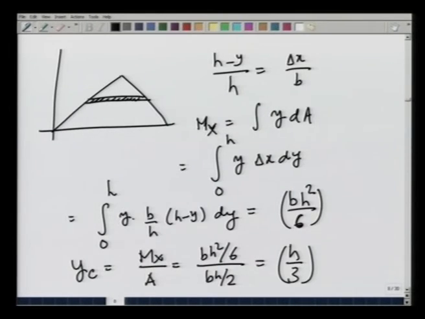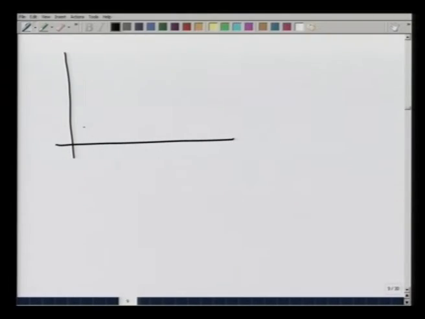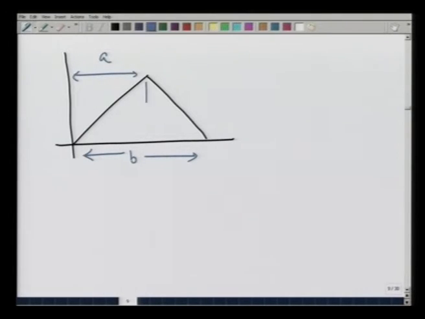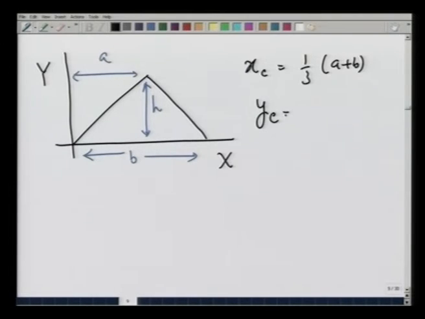So, we have calculated the centroid of a triangle, and what is it? It is for a triangle which is given like this, with this distance being b, this being a, this height being h, the x coordinate is 1/3 of a plus b, and the y coordinate is equal to 1/3 of h.